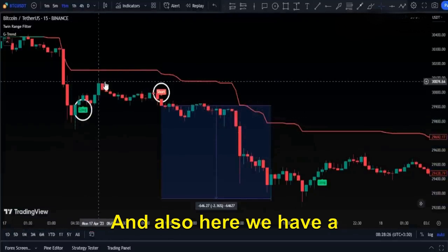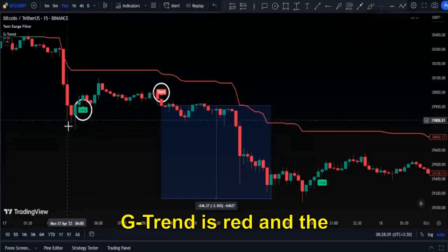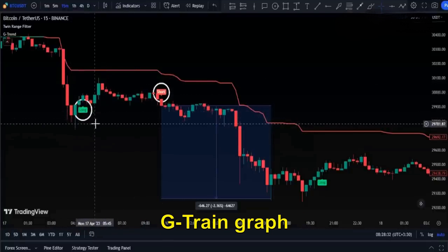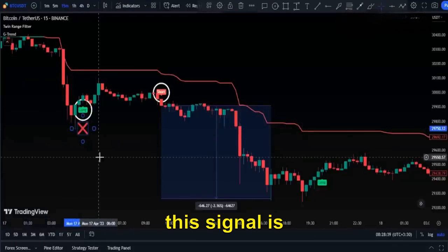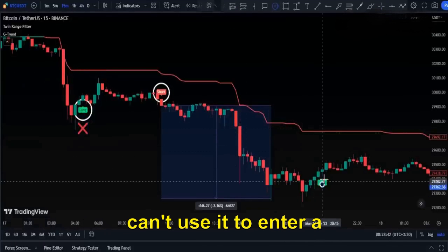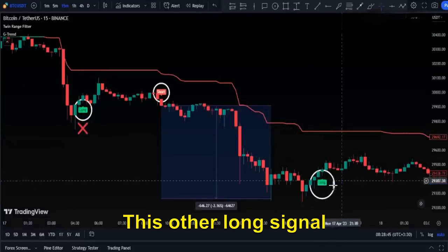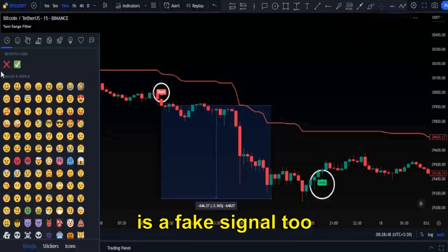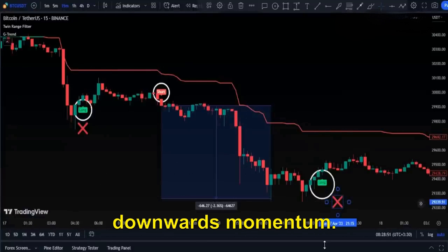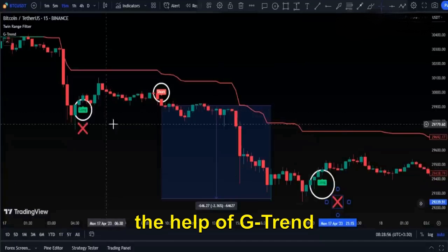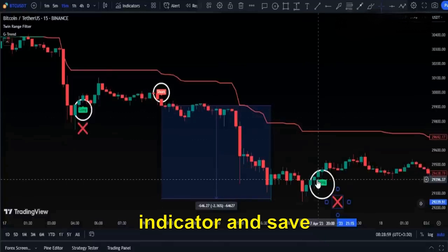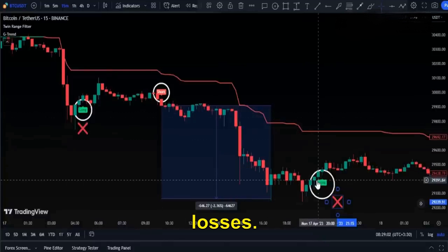And also here we have a long signal, but because G-Trend is red and the price is under the G-Trend graph, showcasing that the trend is descending, this signal is considered fake and we can't use it to enter a trade. This other long signal is a fake signal too because it's in a downwards momentum. We could detect all these fake signals with the help of the G-Trend indicator and save ourselves from probable future losses.